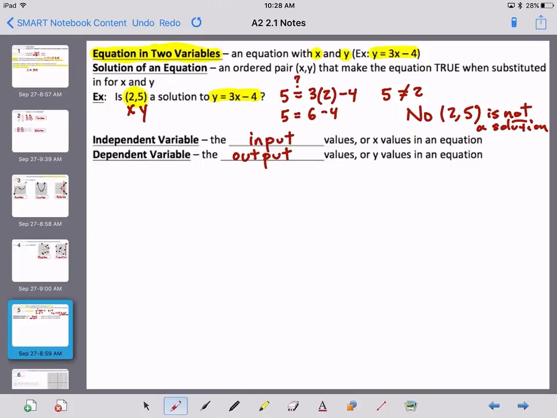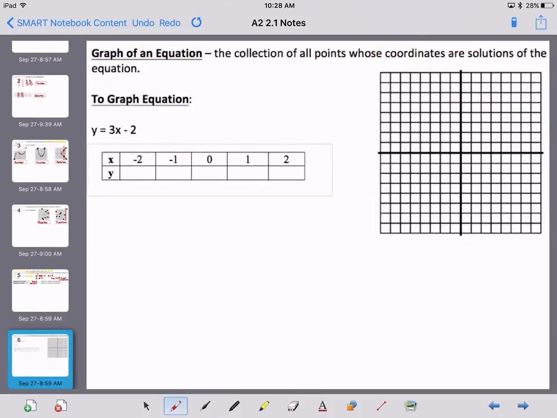All right, so let's look at some graphing of these functions. We're first going to look at the graph of y equals 3x minus 2. To graph an equation, you simply plug in your inputs, your x values, and see what you get out for your outputs, and then you can plot those points on the coordinate plane.